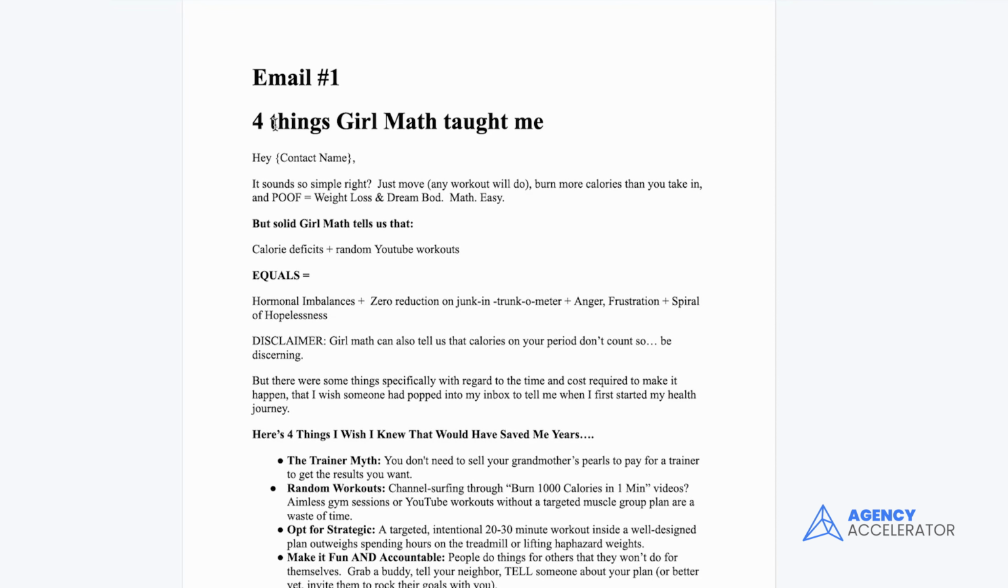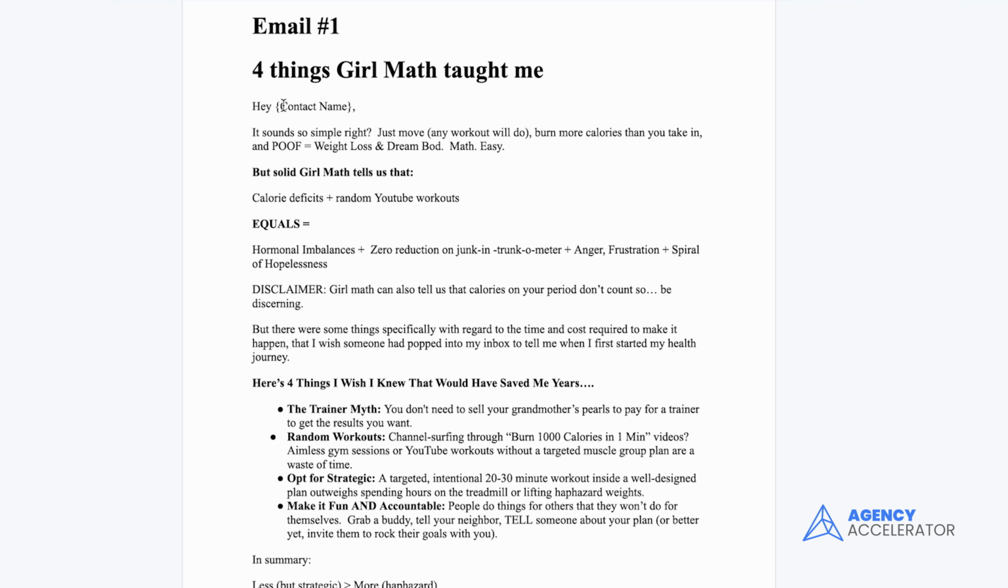So starting at the top, what I would do is I would put this in quotes, like for the subject line. So "4 things girl math taught me," because that way it's in quotes and it basically makes it stand out just a little more. I know it's uppercase, but that's only the first letter. So I'd either cap the whole thing, which I don't like as much, or quote it.